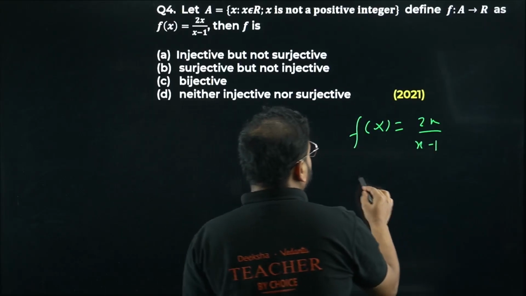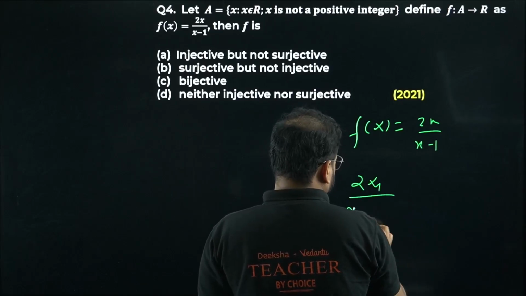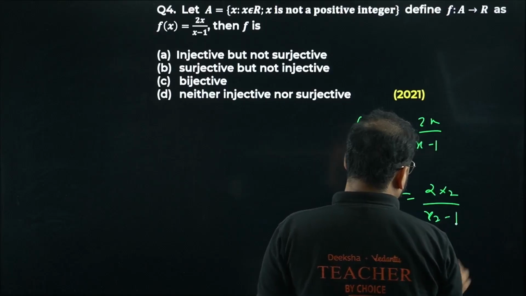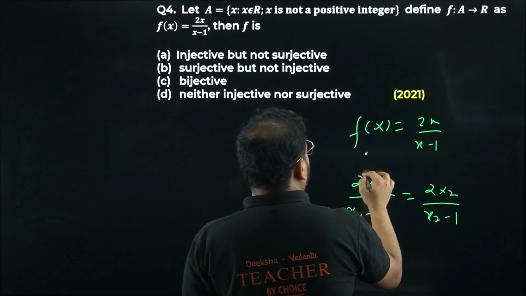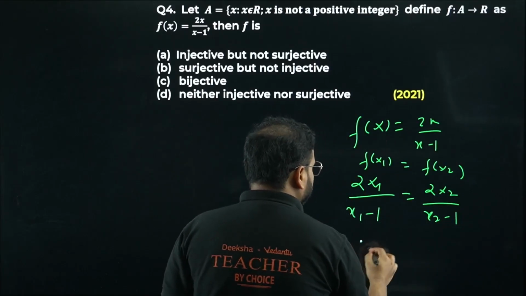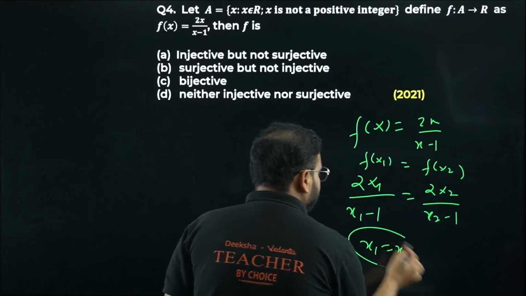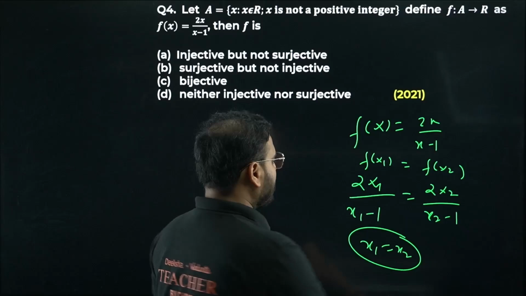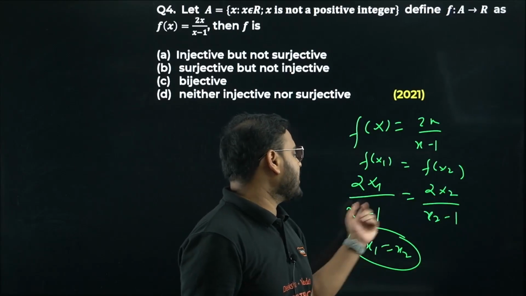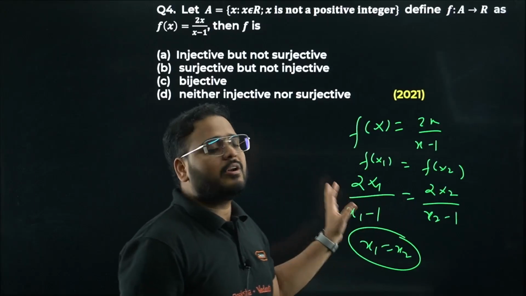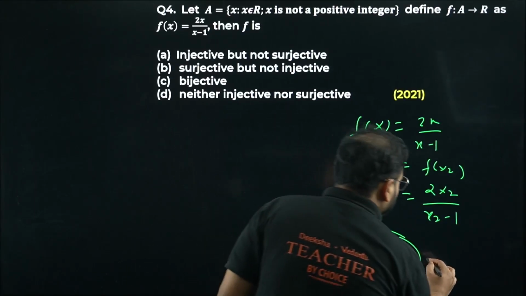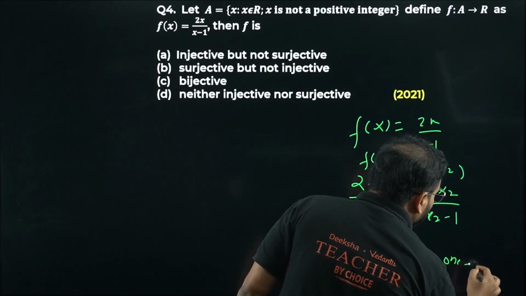Otherwise, you can simply use the approach that we have learned: 2x1 upon x1 minus 1 equals 2x2 upon x2 minus 1. We are basically taking f(x1) equals f(x2). If you solve this, you will get x1 equals x2, which means it is one-one. Please solve it. You'll get 2x1x2 minus 1 on one side, and in the same way 2x2x1 minus 1. Everything cancels, and you have x1 equals x2. So this is the case that it is one-one.